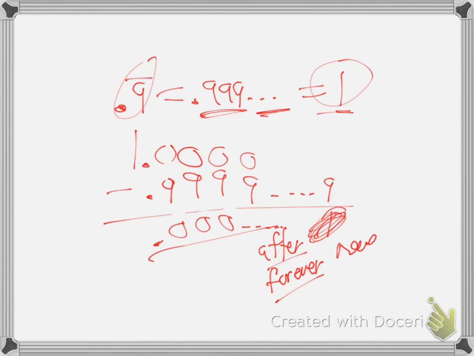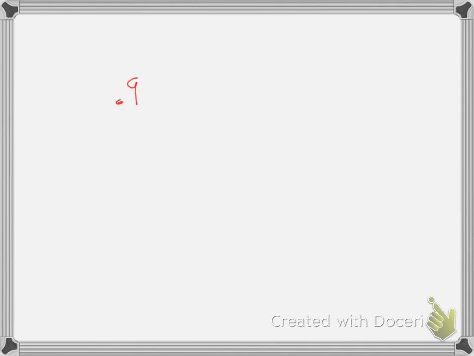I can prove it to you one other way. I don't know if that was satisfying at all. 0.9 bar forever. Do you guys know what is 1 divided by 3 on your calculator? What is it? 0.3 forever, 0.3 bar, right? So that's a true equation there. 1/3 exactly equals, not close, but exactly equals 0.3 forever, doesn't it?